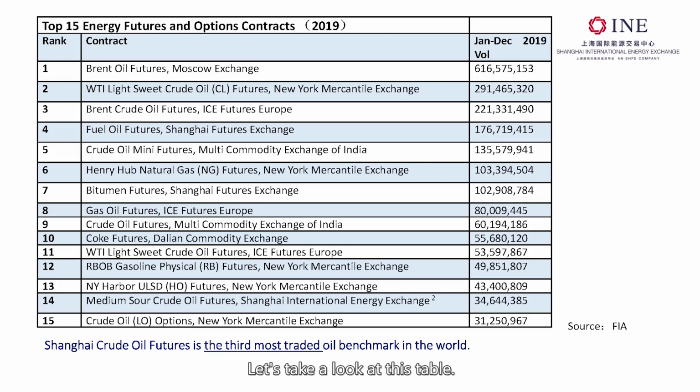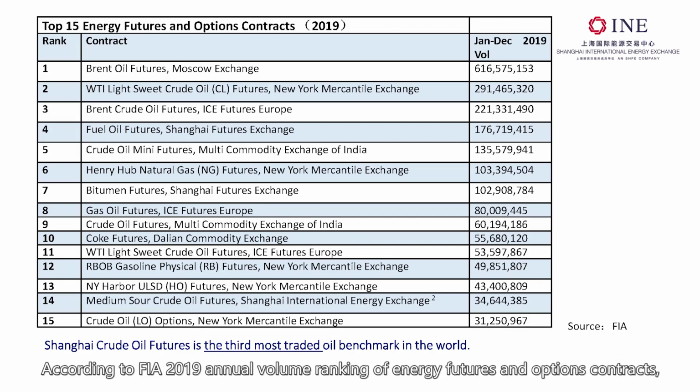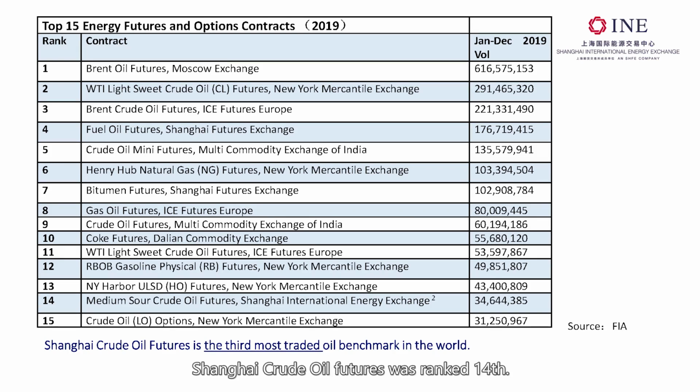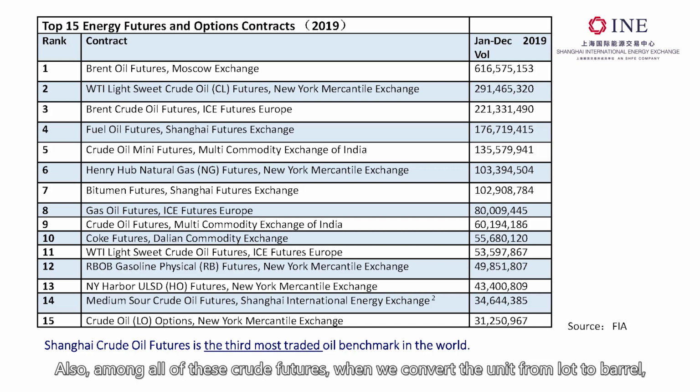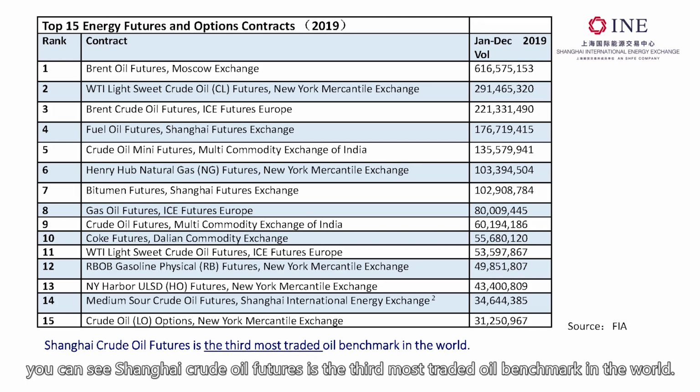Let's take a look at this table. According to the FIA 2019 annual volume ranking of energy futures and options contracts, Shanghai crude oil future was ranked 14th overall. Among all of these crude oil futures, when we convert the unit from lots to barrels, you can see Shanghai crude oil future is the third most traded oil benchmark in the world.